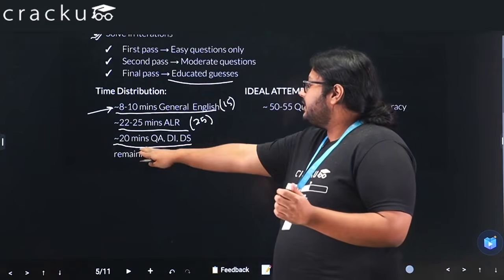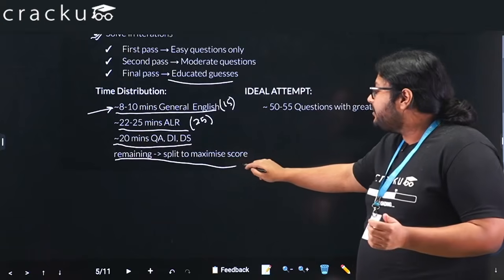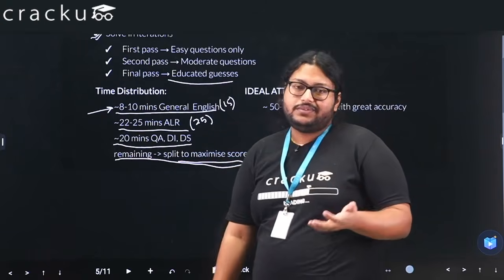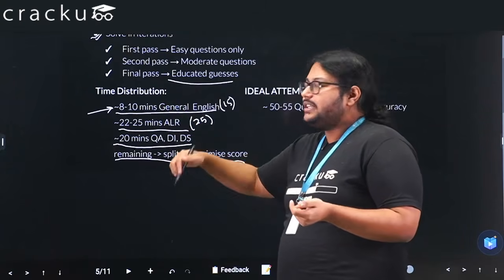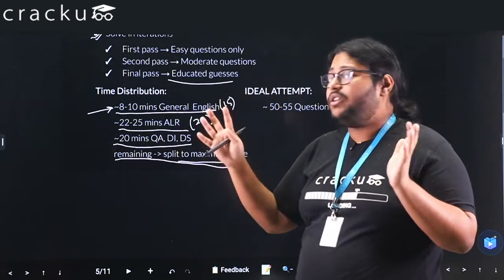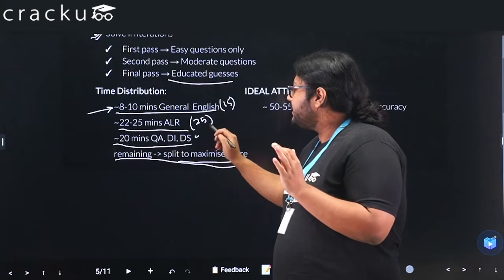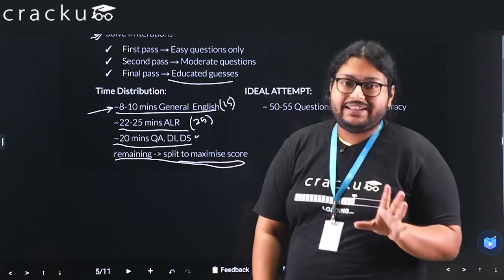So around 20 minutes we should keep for QADI ideas, and the remaining we should split to maximize the score, because at the end we want the most score. If you're someone who's good at general English, then devote more time to general English and probably try answering all of it. If you're someone who's doing well in QADI, then devote the remaining time to QADI. That should be an ideal split.